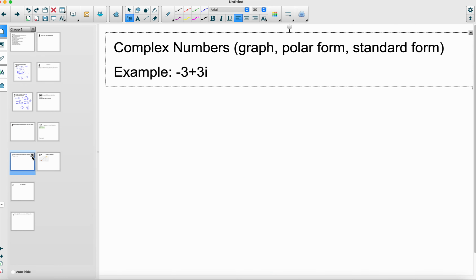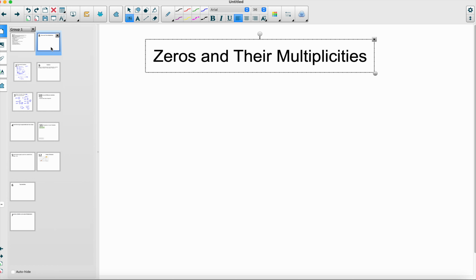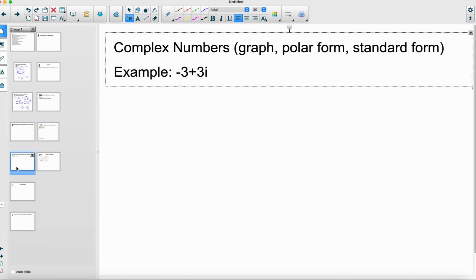Okay, I definitely want to do complex numbers. Let me just see what I have here. Okay, I'll see what I have time for. But I definitely want to do complex numbers.